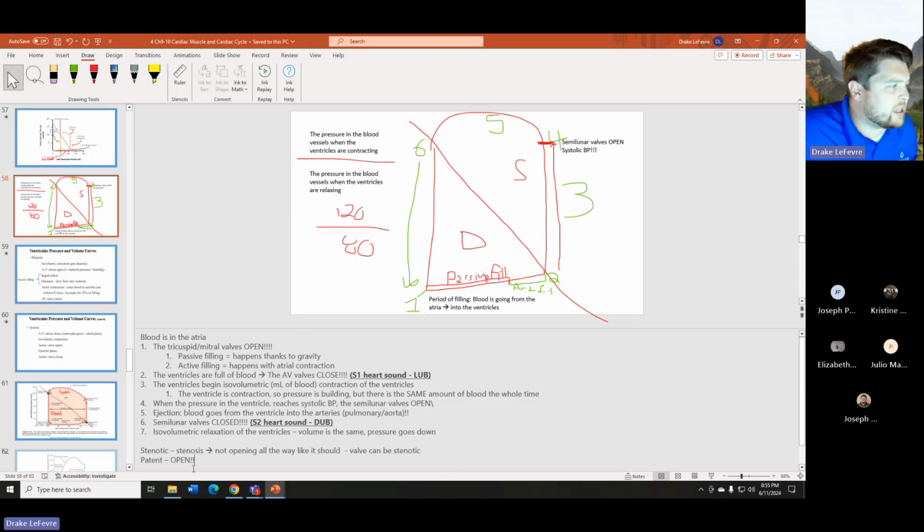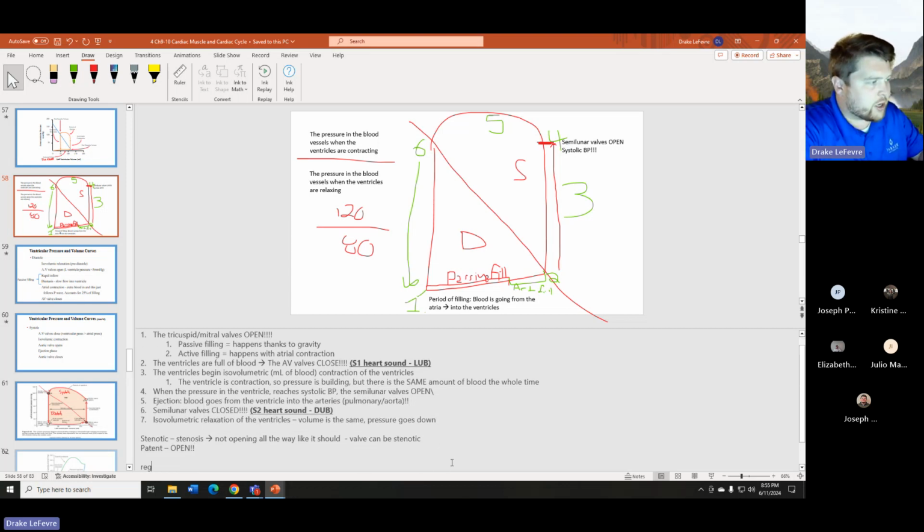Okay. But besides stenosis, another issue you'll typically run into is regurgitation. Regurgitation is where blood is backflowing after it goes through. It'll go through the aortic semilunar valve and then flow backwards into the heart. You can hear those things, and you can also start to see those issues on EKG because it causes changes to the heart.